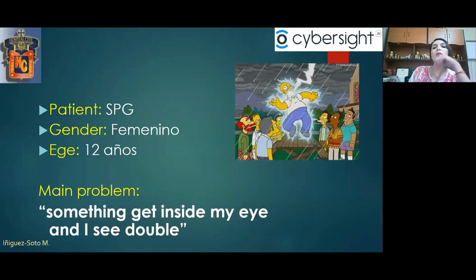Well, this is another patient. I have to say that it's not a tumor, but the approach is the same, and it's important to see the difference between these cases. Even if it's not a tumor, you can help this kind of patient in the same way. So it's a little girl, 12 years old, and she said that something got inside her eye, and after that she has double vision.